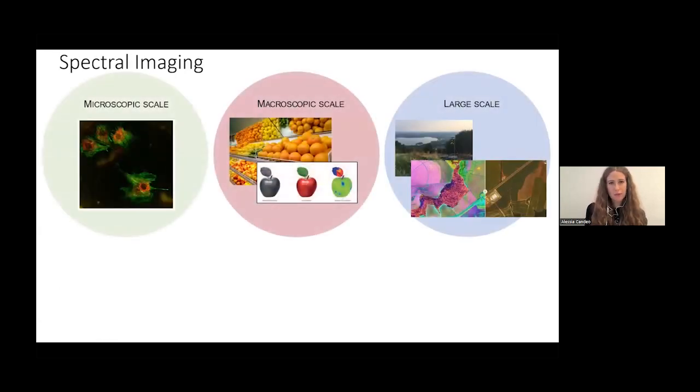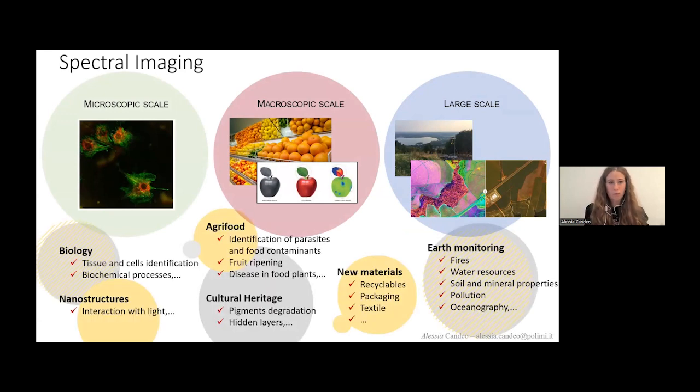And spectral imaging or hyperspectral imaging has been applied to multiple scales, from the microscopic one to the large scale one. And it has been used in many different subject areas, running from biology, nanostructures, food, cultural heritage, earth monitoring, and, let's say, improvement of materials.